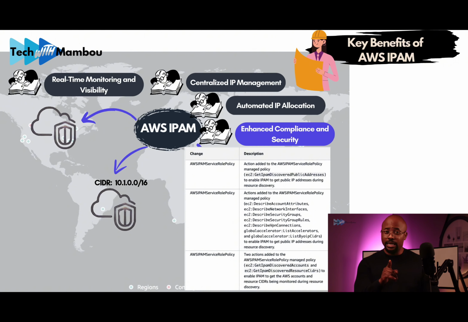As number 4, the last one, enhanced compliance and security. IPAM supports compliance by enforcing your organization's IP allocation policies. You can set rules for how IPs are allocated, ensuring that your network configuration meets security and compliance standards.